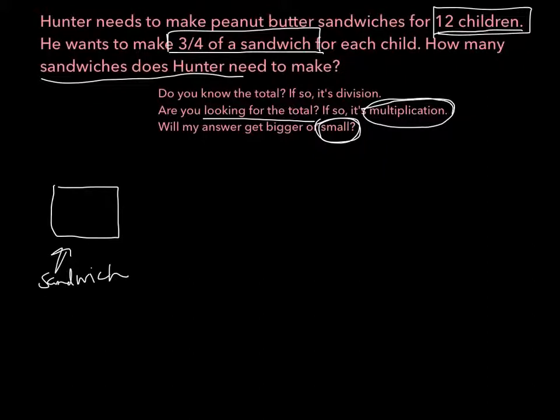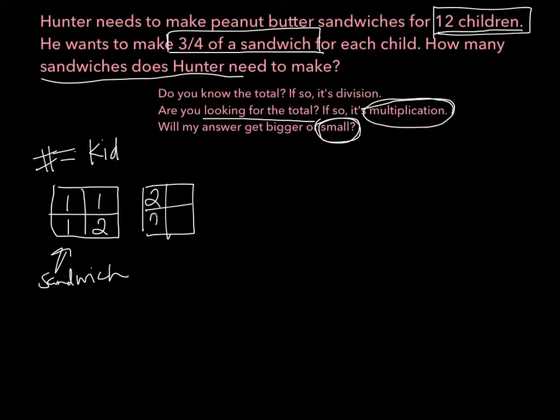And I know that each sandwich is going to be cut into fourths. And every time I count, I'm counting for a child eating a sandwich. So my number is going to be the kid, or the child. So I made a sandwich. 3 of these pieces are going to go to kid number 1. And I need to make another sandwich to feed more kids. So I'm going to use this piece and 2 more pieces, so 3/4, to feed kid number 2.